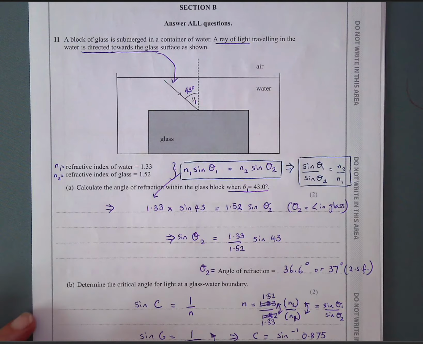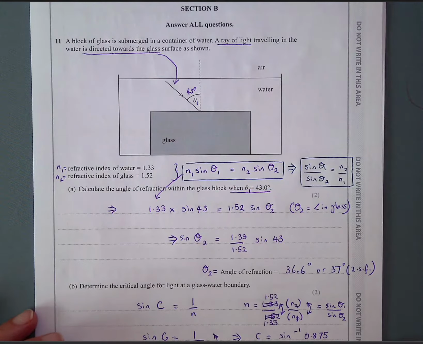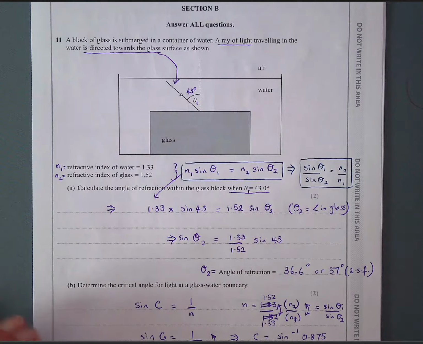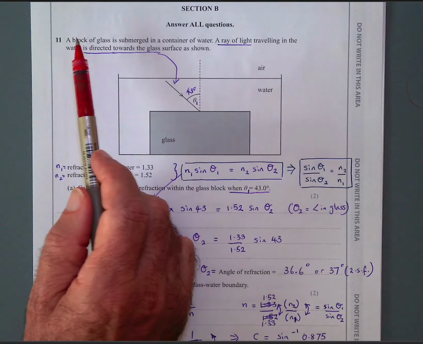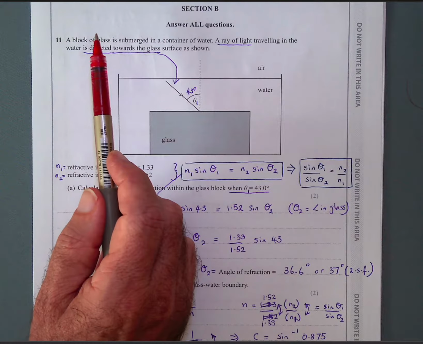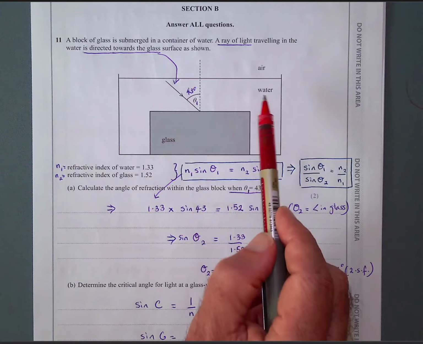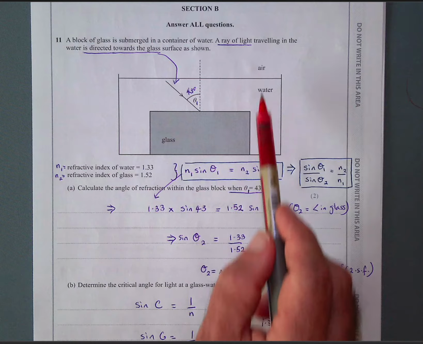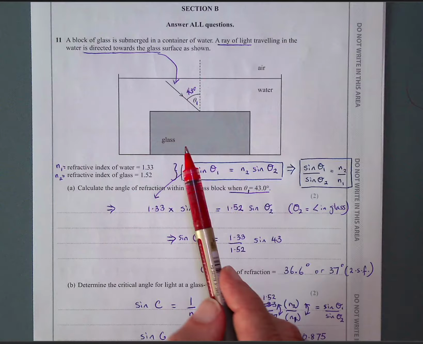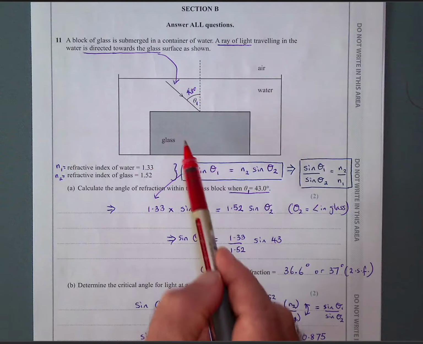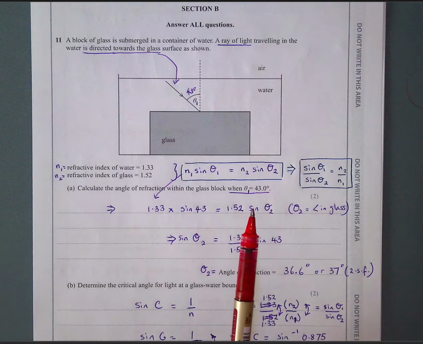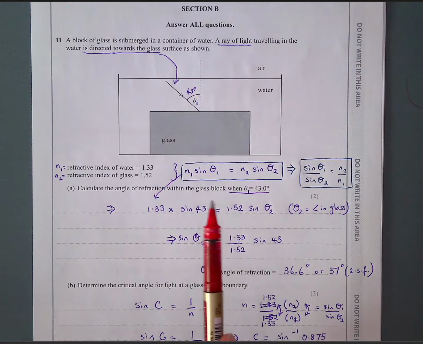Alright, so that's the multiple choice questions done. We're going to go straight into section B. Section B is about refraction. So it says a block of glass is submerged in a container of water. So this time you've got water and air, water, glass going in, but we're only interested in the water-glass interface. So this is what we want to look at.